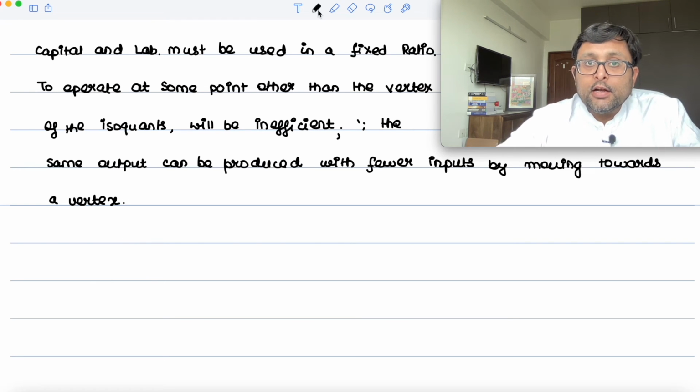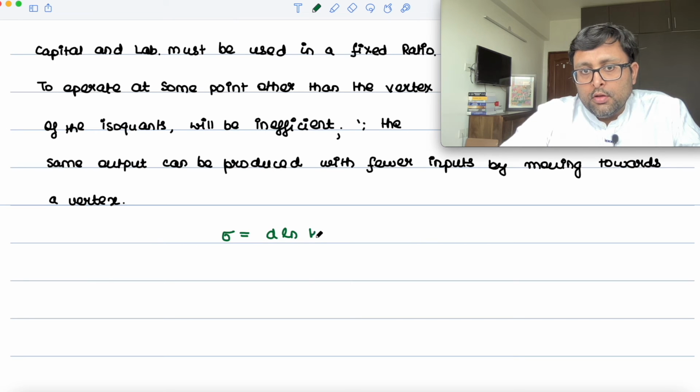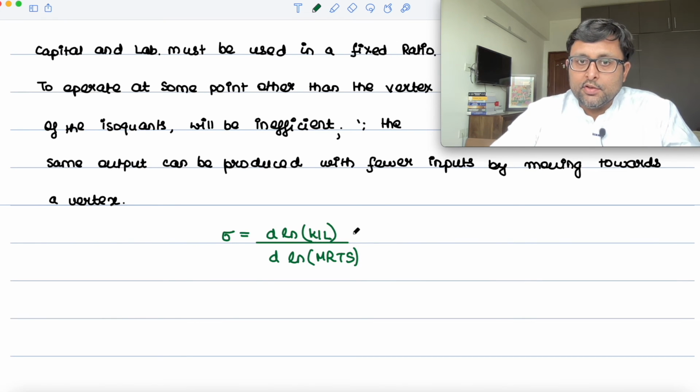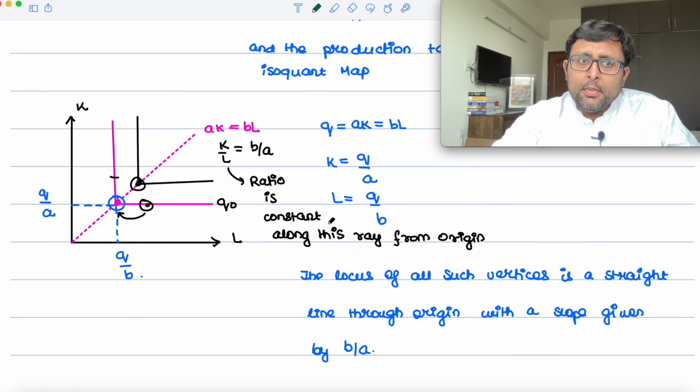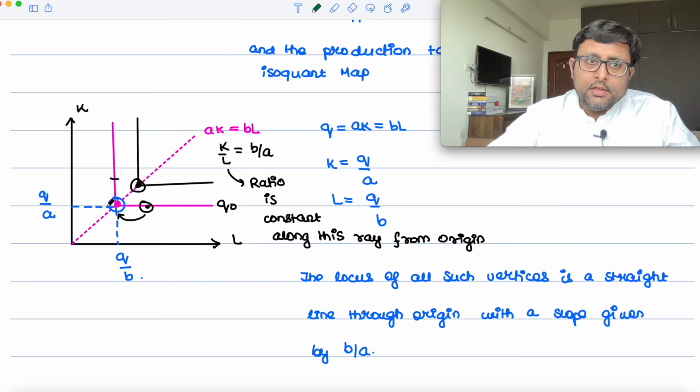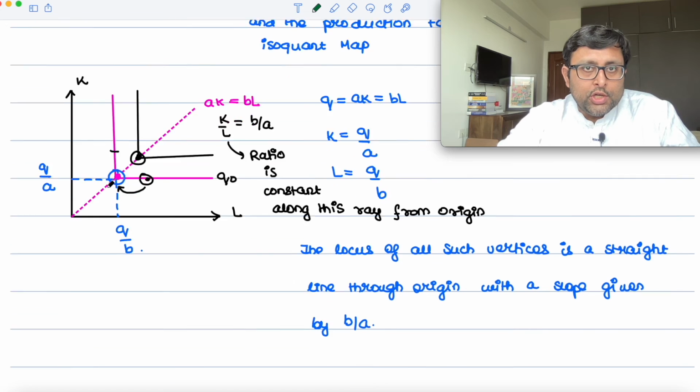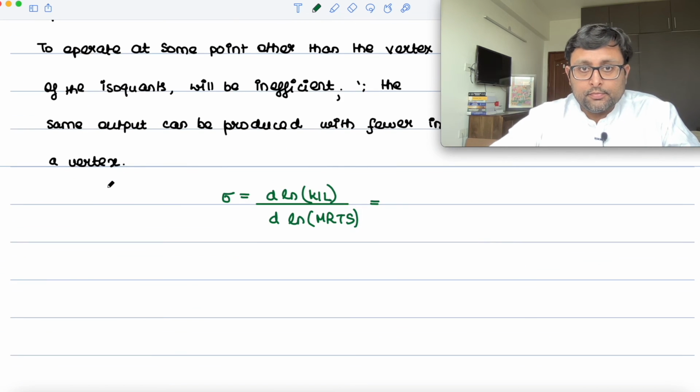Acha. Having said that, now where is elasticity of substitution coming in? What is elasticity of substitution? It is d log of K by L upon d log of MRTS. What is d log of K by L here? Beta, K by L is the same, na. I mean, that is a constant thing. There is no change in the K by L ratio, that is fixed.